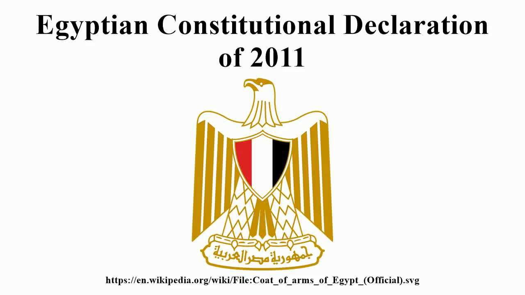The Constitutional Declaration of 2011 was a measure adopted by the Supreme Council of the Armed Forces of Egypt on 30 March 2011. The declaration was intended to serve as the fundamental law of the country pending the enactment of a permanent constitution. Following the resignation of President Hosni Mubarak on the 11th of February, the Provisional Declaration consisted of 63 articles, including a number of amendments approved by referendum.